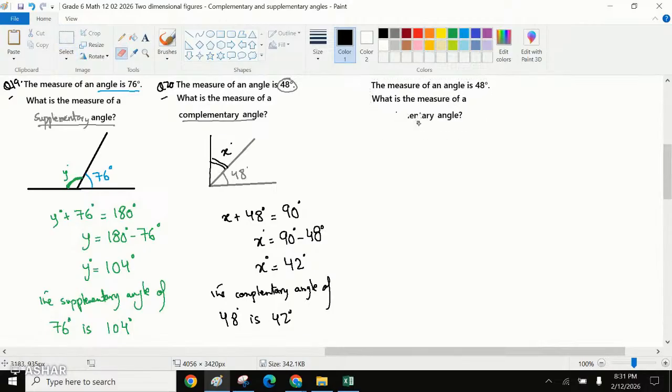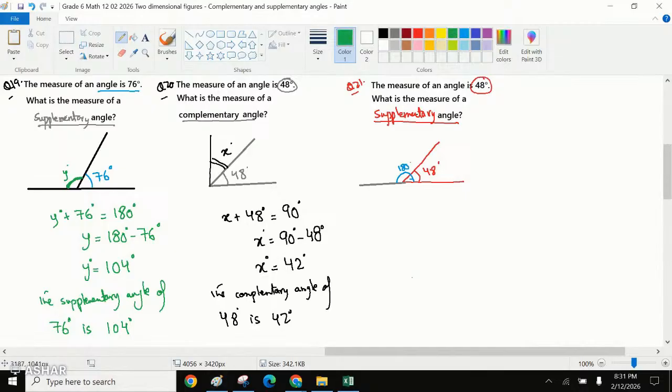I'll remove complementary. For question number 21, I'll just simply write supplementary over here, with the same angle. So if we knew the angle given to us was 48 degrees, right? And we had to find the supplementary. The supplementary would mean the sum of the angles would be 180. It should be 180.